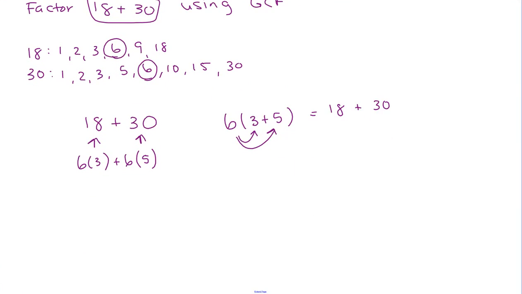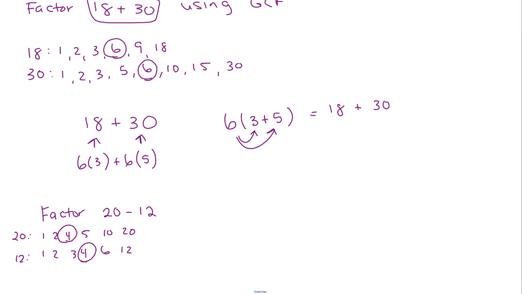Let's do one more. Let's factor 20 minus 12, and I'm going to do a subtraction one. Okay, so we're going to do the same thing. Factors of 20 could be 1, 2, 4, 5, 10, and 20. And 12 is going to be a little shorter: 1, 2, 3, 4, 6, and 12. Our greatest common factor is 4.